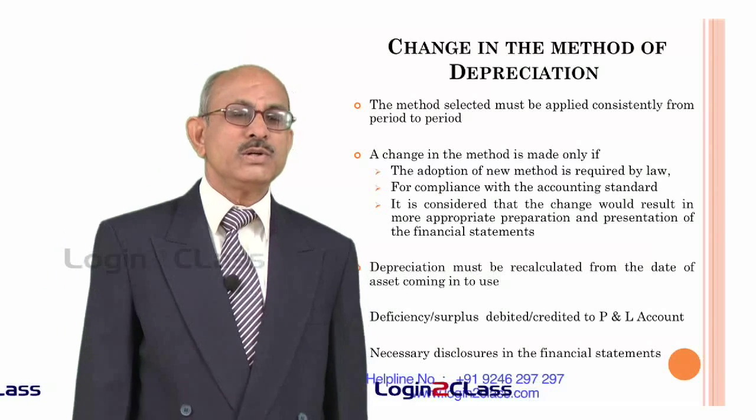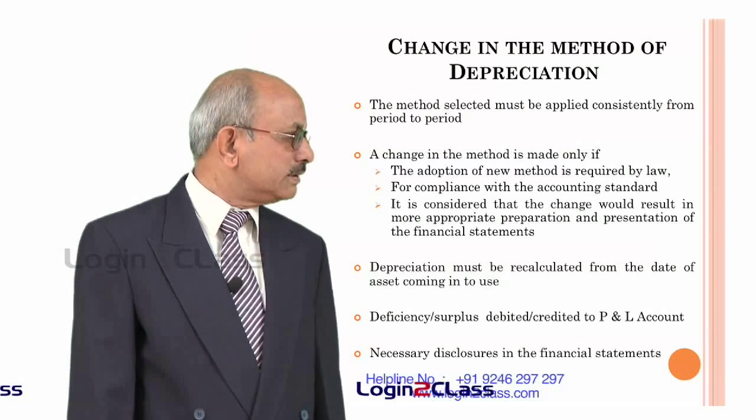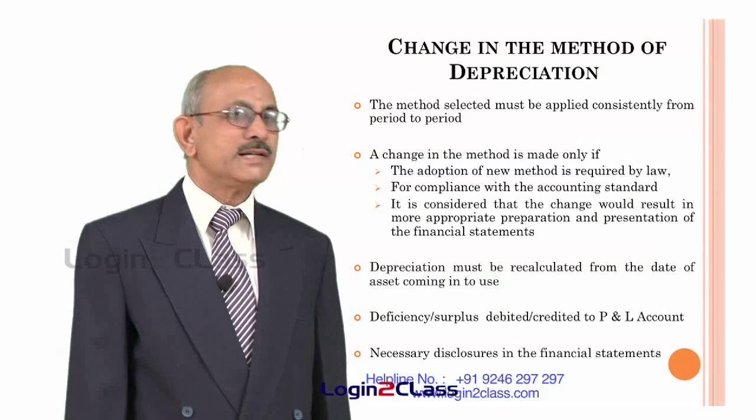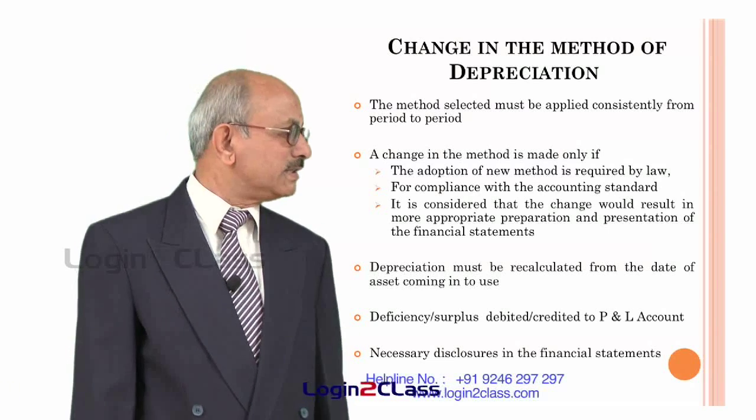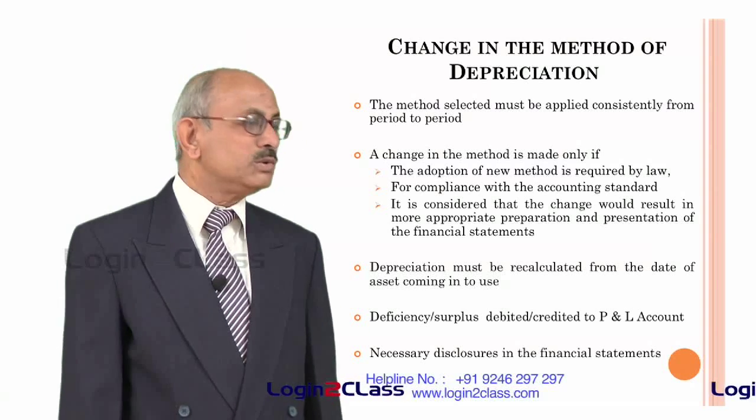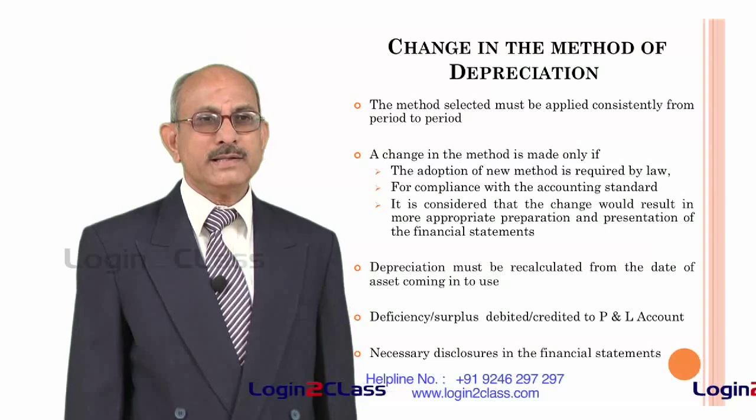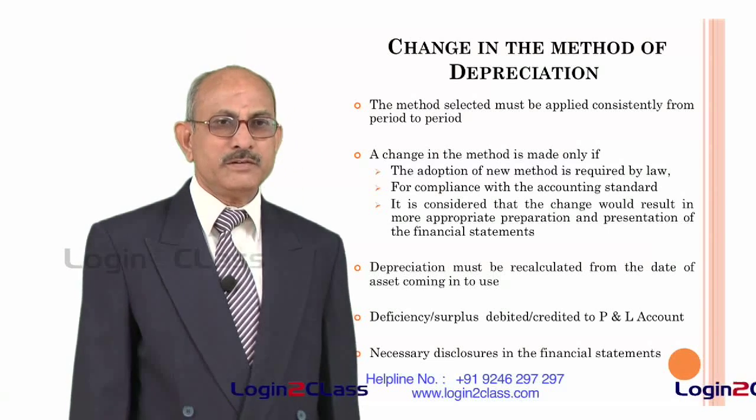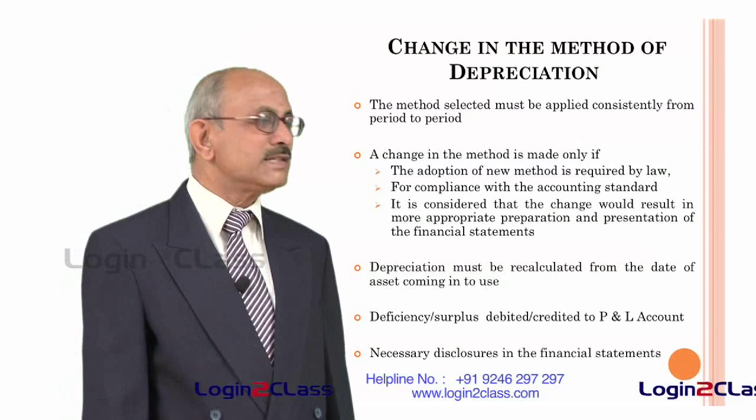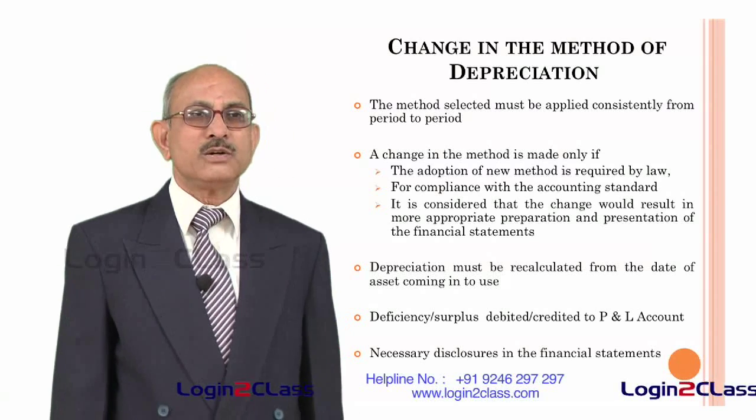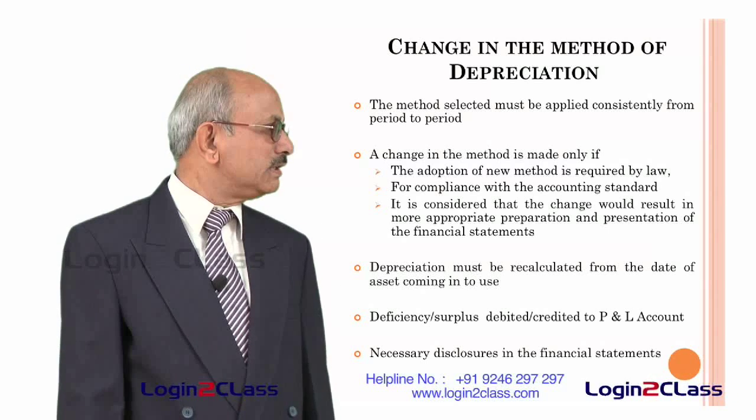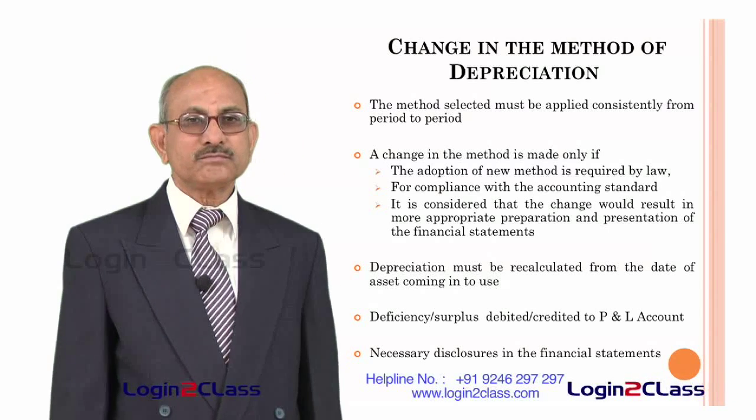And not only that, after all these adjustments are done, it is to be disclosed in the financial statement. The main objective here is that the user of the financial statement must know how the depreciation has been provided, why there has been a change in the method of depreciation, and to what extent such a change in the method of depreciation has affected the profit or loss of the entity. This is required to be made known to the users of the financial statements.